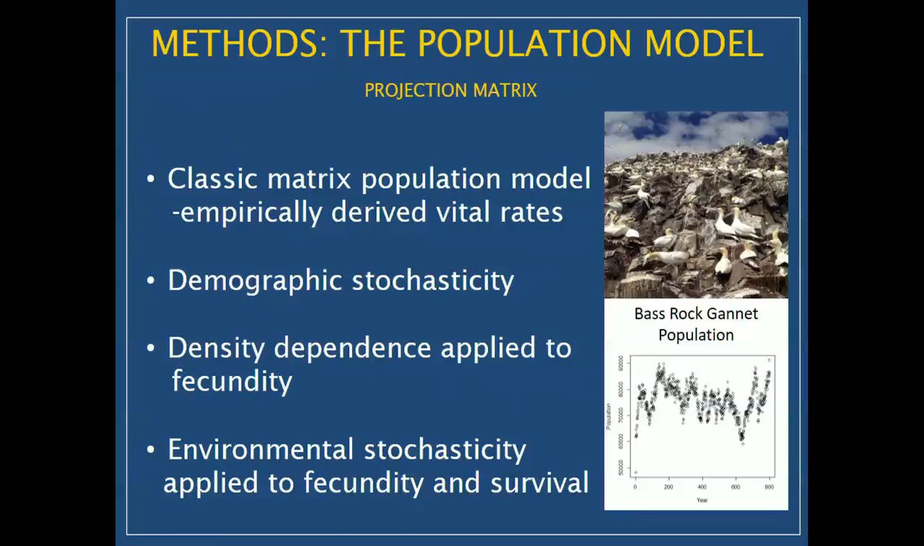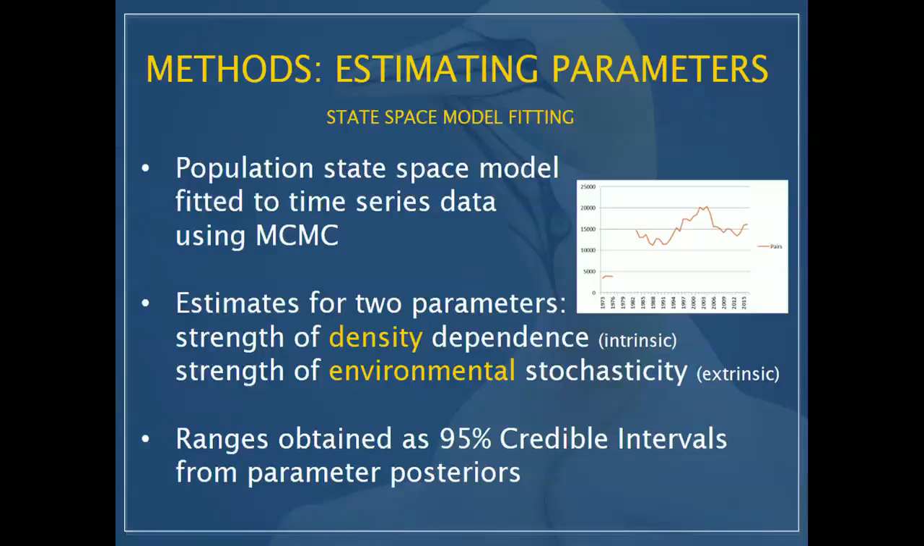Now I need to derive some sort of range of values for these two parameters, my strength of density dependence and my environmental stochasticity. So I took those projection models for each of my populations and I fitted them to that historical time series that I was talking about in a Bayesian framework. And I asked this framework to estimate for me those two parameters. When I analyzed my posteriors, I took the ranges as the lower and upper 95% credible intervals for each of these parameters for each of my populations.